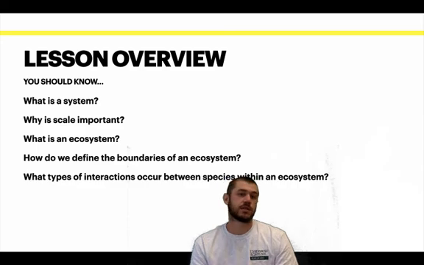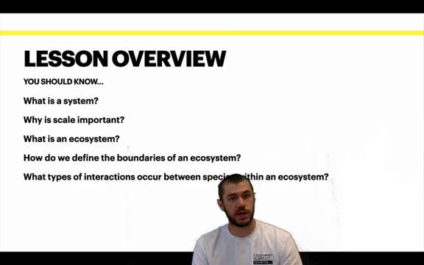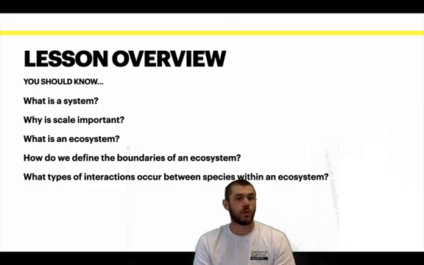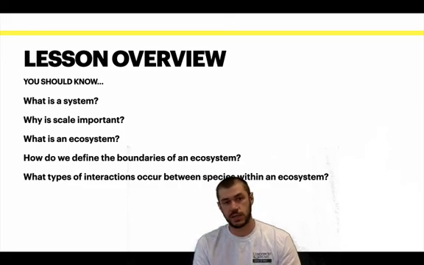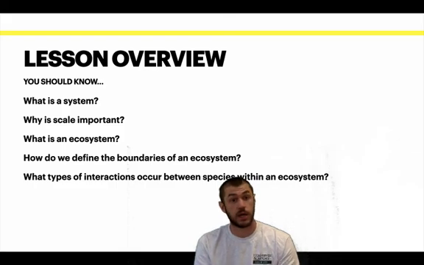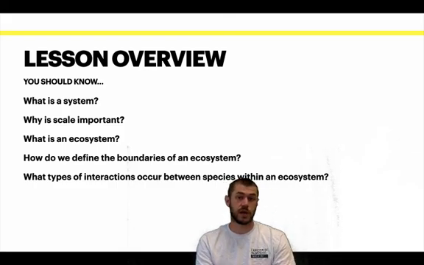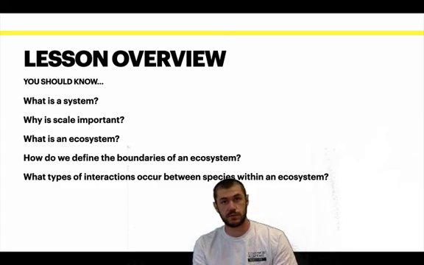So let's think back about what we learned here or should have learned. What is a system? Why is scale important? What is an ecosystem? How do we define the boundaries of an ecosystem? What types of interactions occur between species within an ecosystem? All right, so if you can't answer those questions right now, you might want to go back and watch this video again.